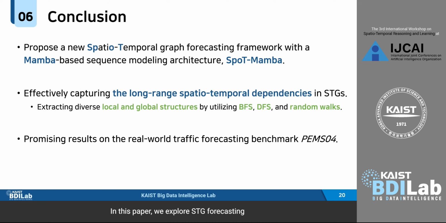In this paper, we explore STG forecasting and introduce a new Mamba-based STG forecasting framework, SpoT-Mamba. SpoT-Mamba extracts diverse local and global structural information by utilizing BFS, DFS, and landmarks. Then, it utilizes Mamba blocks to scan multi-way walk sequences and temporal sequences. This approach effectively captures the long-range spatio-temporal dependencies in STGs, enhancing forecasting accuracy on complex graph structures. SpoT-Mamba shows promising results on the real-world traffic forecasting benchmark PEMS-04.